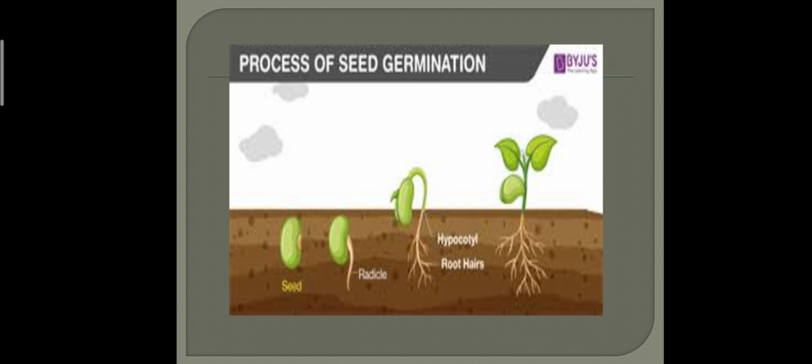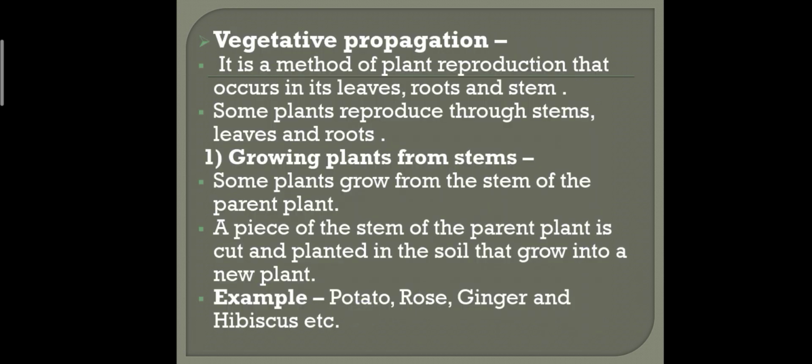Now in this figure you are able to see the seed is sown in the soil. First the radicle will grow and then the shoot will grow, and after some days the seed is converted into a baby plant. Vegetative propagation. It is a method of plant reproduction that occurs in leaves, roots and stems. Some plants reproduce through stems, leaves and roots.